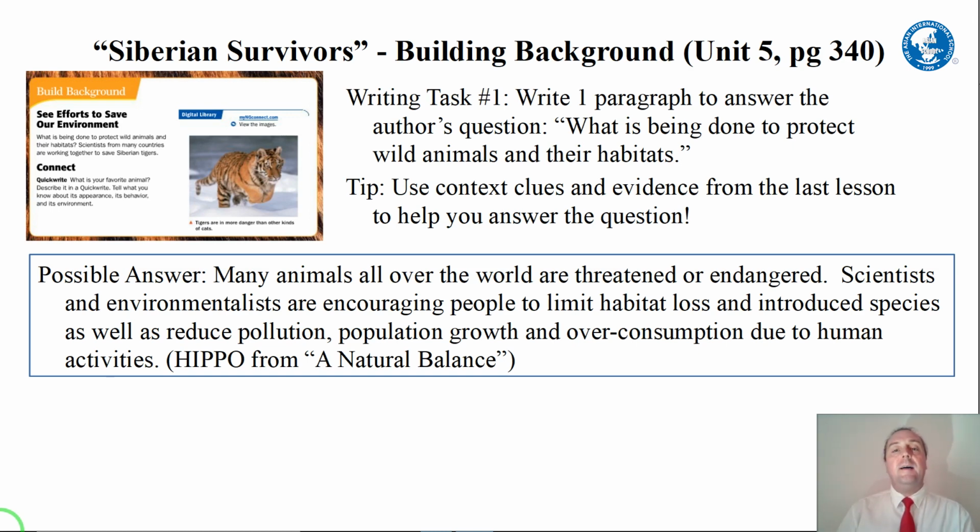Now, where did I find this evidence? Well, I found it in the story that we read last time, A Natural Balance, and they used HIPPO to help us remember the ideas of habitat loss, introduced species, pollution, population growth, and overconsumption. That's where they came up with the word HIPPO. So I used that as evidence to say what is being done to protect wild animals and their habitats.